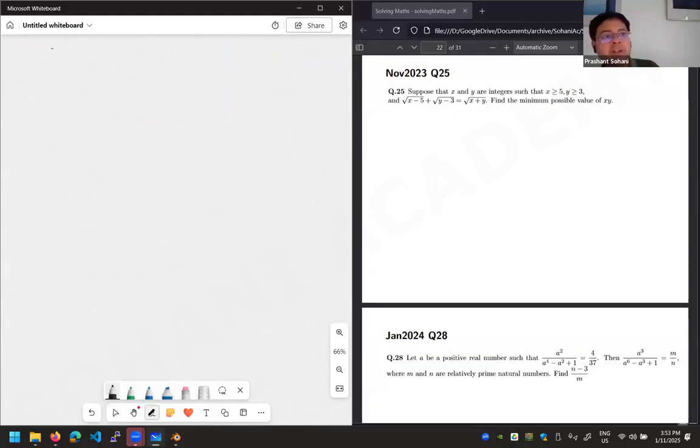So what is given? x and y are integers such that x greater than 5, y greater than 3, and some equation is given. Okay, so as a first step, what we can do is let us try to get rid of all the square roots. So if I just square both sides, what am I going to get?